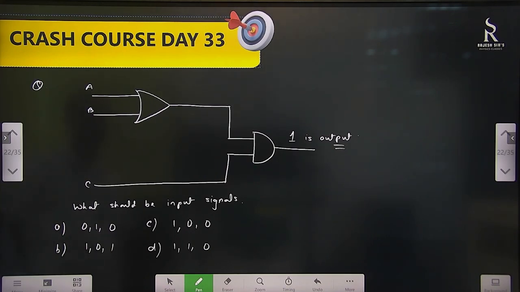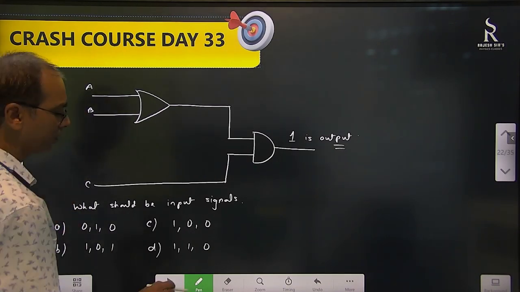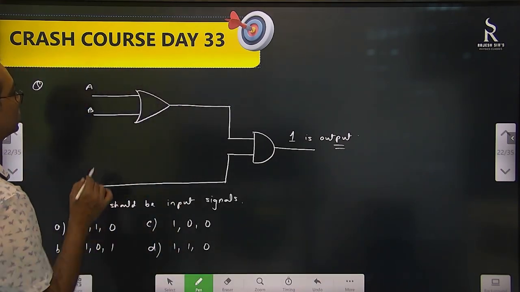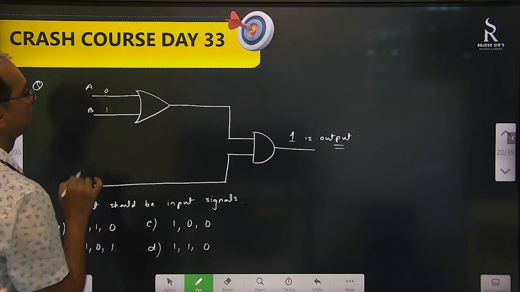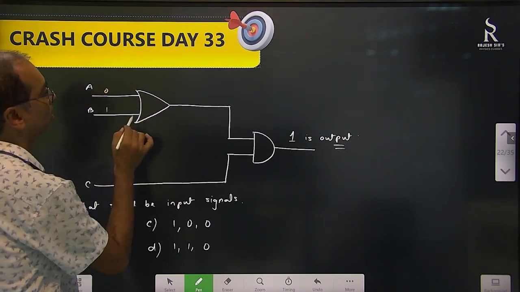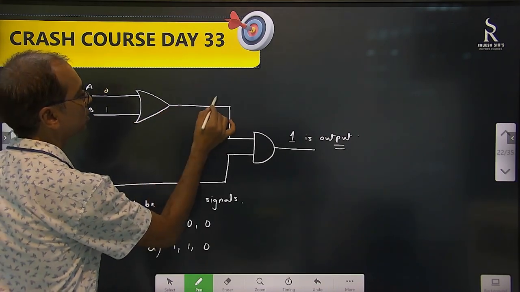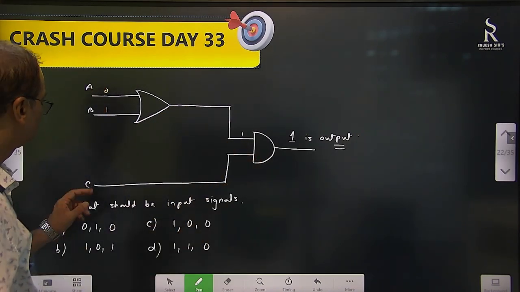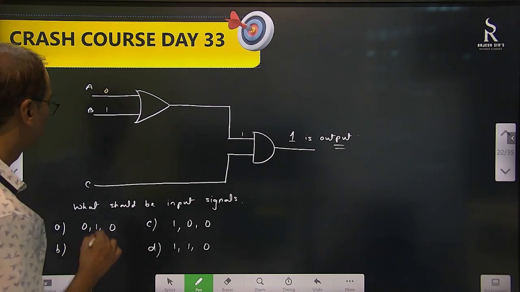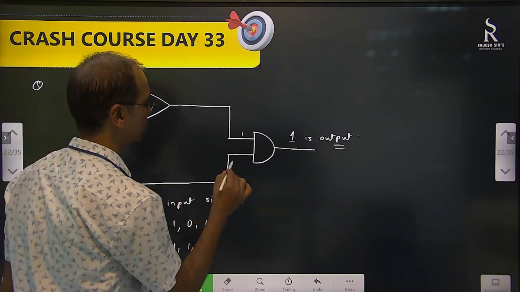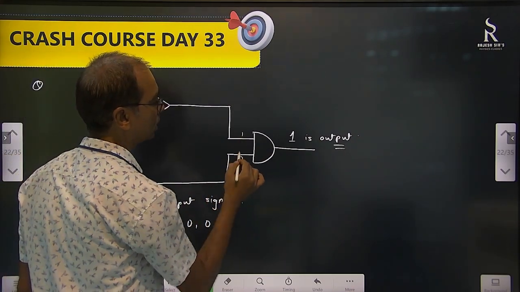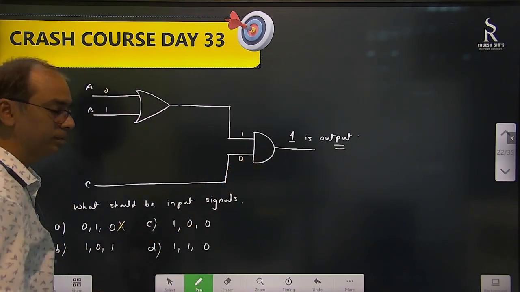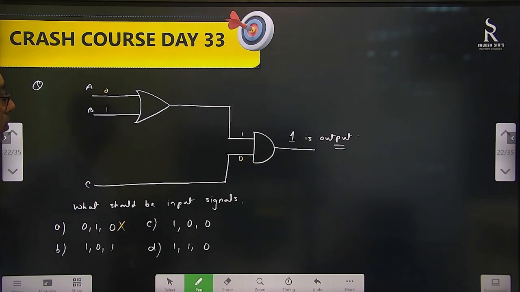Let's check. Now suppose that first one we are trying. Okay, let's see. 0, 1, 0. So if this is 0, this is 1. This is OR. So this is going to be 1 only. So here will come 1. Okay. Then C is what? C you have taken here 0. So this is 0. This is AND. 0 and 1. It will give you 0 only. That means this is not there. This is not working.